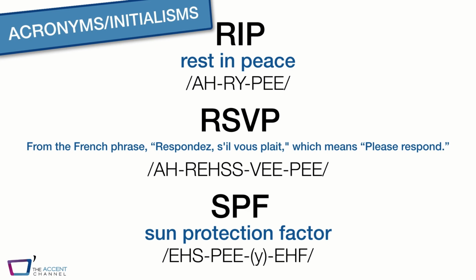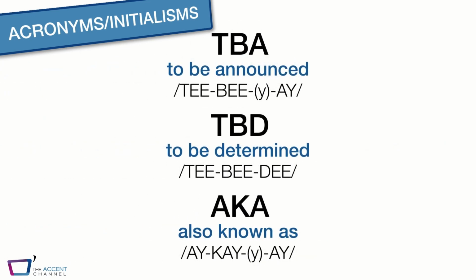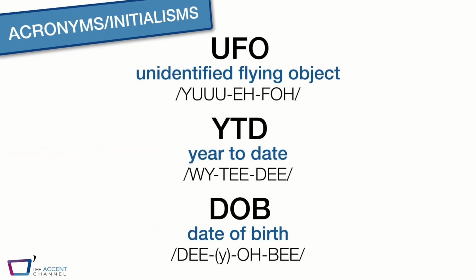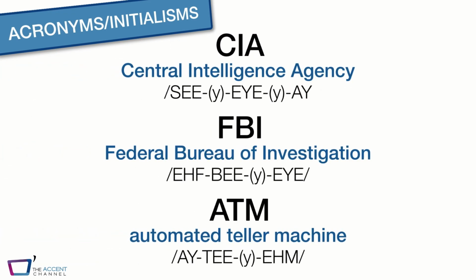SPF. TBA. TBD. They mean almost the same thing, so don't get confused with those. AKA. UFO. YTD. DOB. And this one's common. I can't tell you how many people will just ask, what's your DOB? What's your date of birth? That's how they ask you. It's shorter. CIA.